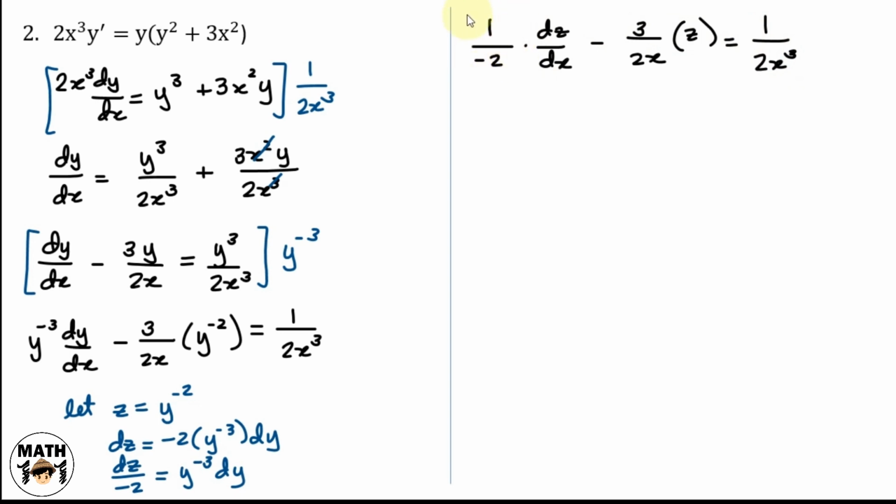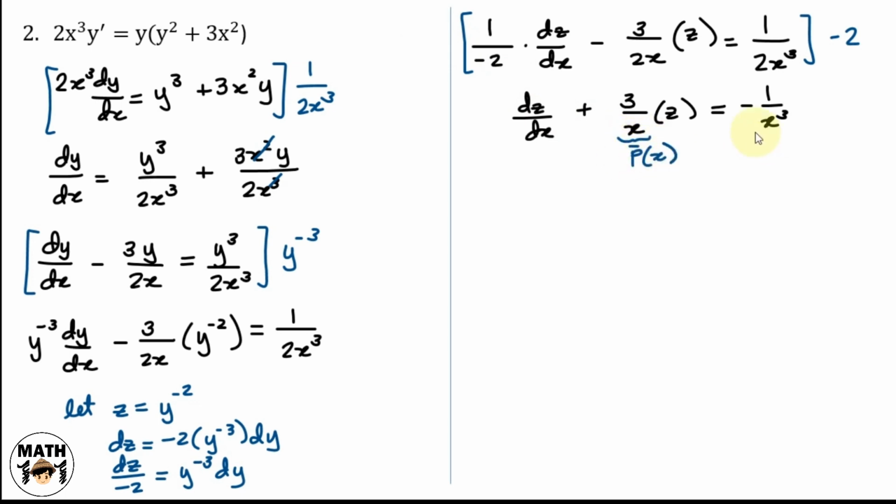Then, tanggalin natin to by multiplying the whole equation again by negative 2. We can see now na na-reduce na yung Bernoulli equation into a linear differential equation with a new dependent variable na z. Multiply lang natin to and that is positive 3, makakancel si 2 over x multiplied by z equals negative 2 over 2, that is negative 1, kaya magiging negative yung right side natin. This is now the new p. This is the new q.